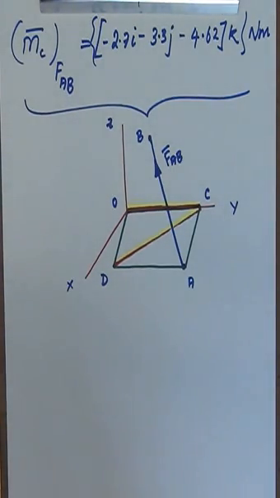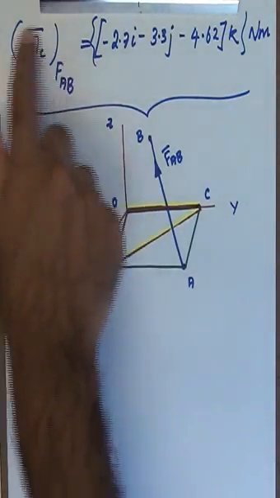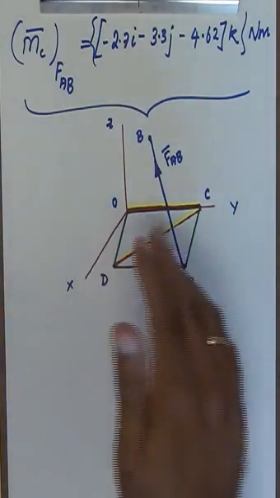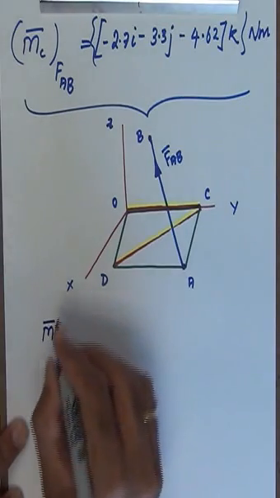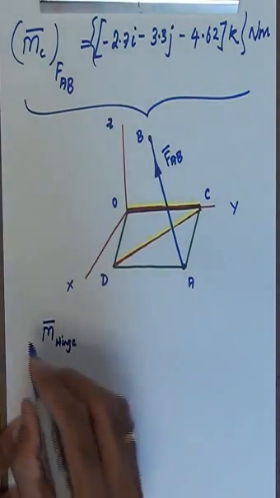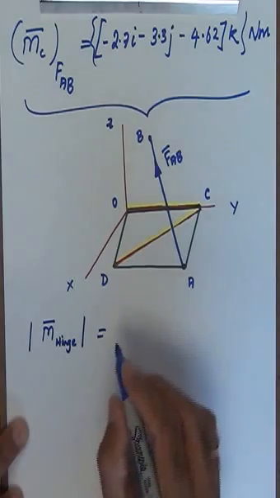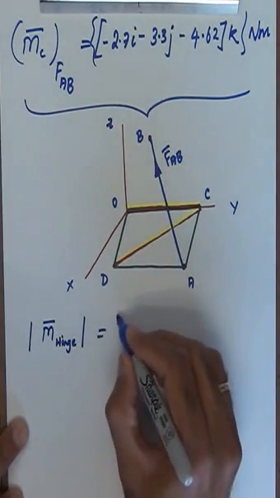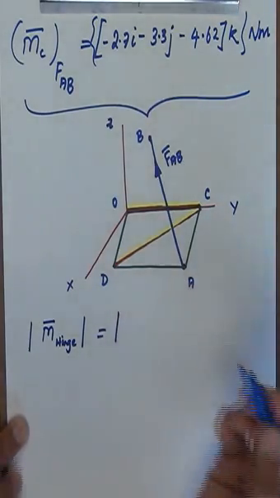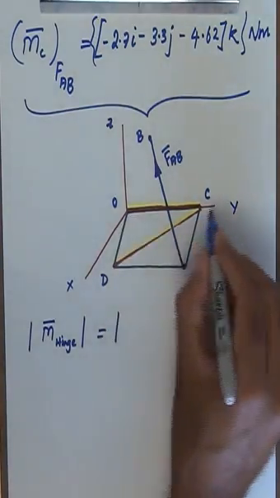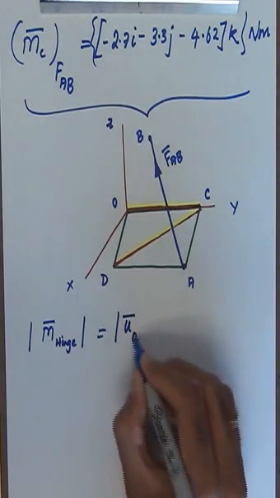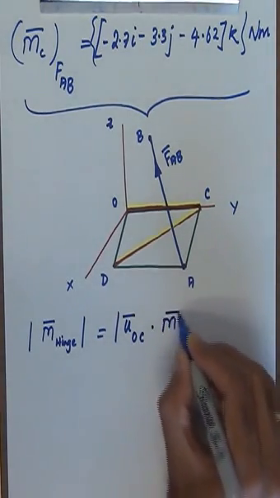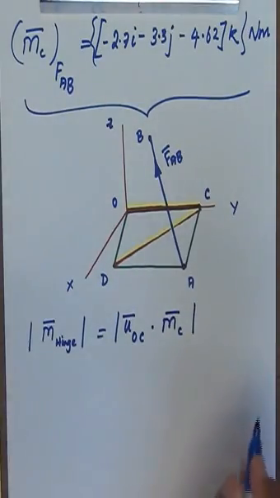If I have to find the moment of the force about that line itself, all I have to do is take the moment that I just computed and dot it with the unit vector along the line of interest. So the moment about the hinge, if I look at the magnitude, is going to be equal to the magnitude of the dot product between the unit vector along the line OC and the moment about the point C, which we just found.